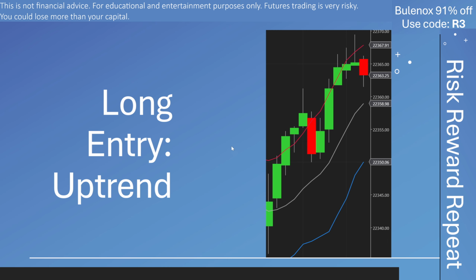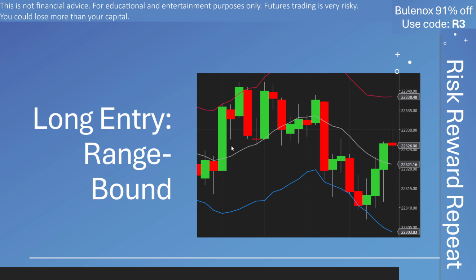Okay. Let's take a look at another example. Same thing, long entry, but this time the market is range bound. We see that market is going up and down. It's range bound clearly. So in this case, what we do, we wait for a bar to close below the blue line, right?